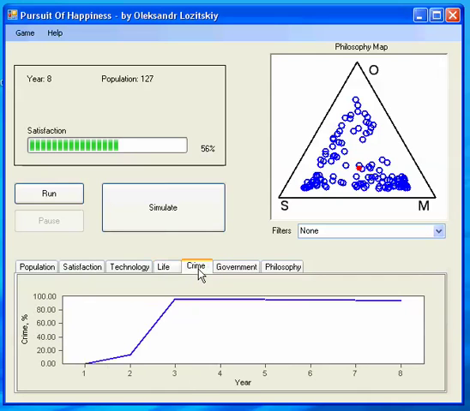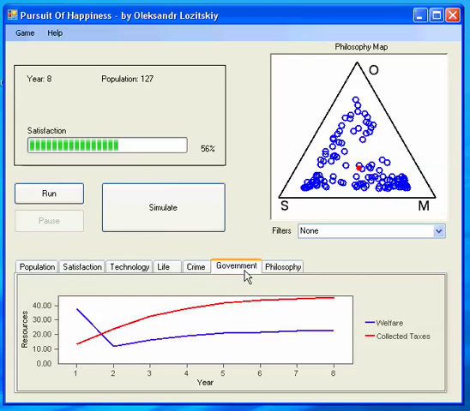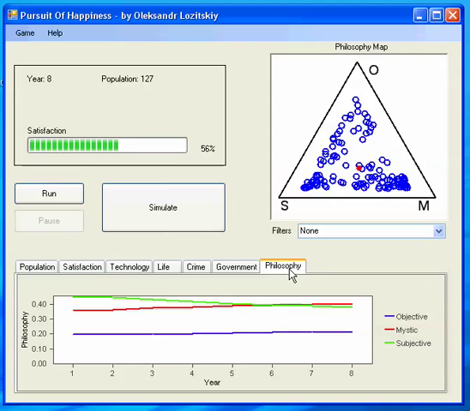Crime here right now is a huge crime spree. We see that nearly everything that's being saved is being looted or stolen. The government tab is showing the tax rate. So we see taxes are being increased. Well, welfare handouts are somewhat on the rise. And then finally, the philosophy indicator here tells us where this dot here, the center of values, is located. So right now we see a pretty even split between the mystic and the subjective corners of the map, with the objective being fairly low.